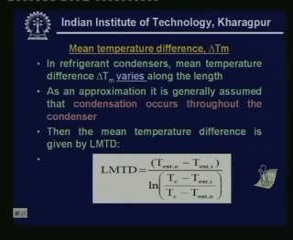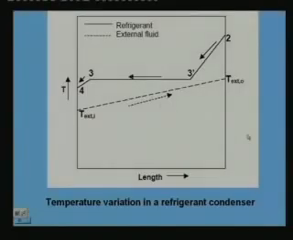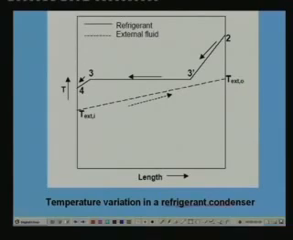Now let us define what is known as mean temperature difference, delta Tm. In refrigerant condensers, the mean temperature difference delta Tm varies along the length. Let me explain this. This shows the temperature profile versus length of a typical refrigerant condenser. So you have the refrigerant condenser here. The solid line is for the refrigerant temperature profile, whereas the dashed line is for the external fluid.